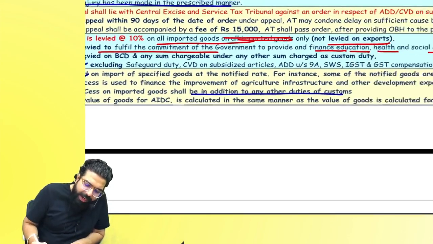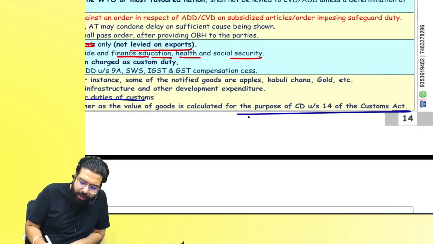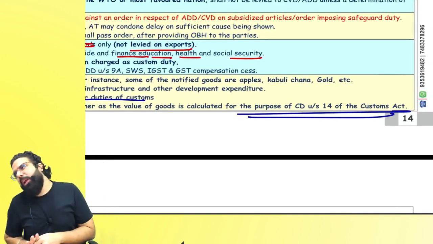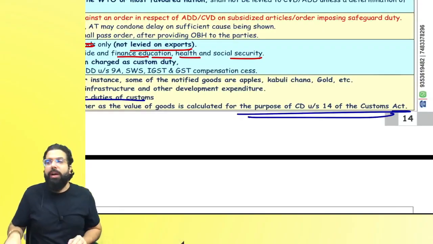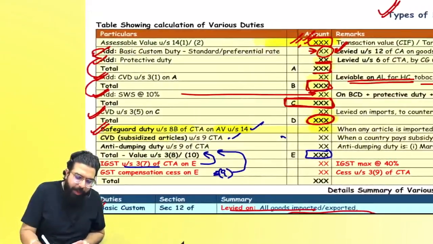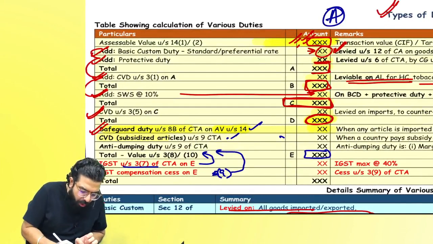The cess AIDC is calculated on the value under section 14, that is the value under 14(1) or 14(2), which is the transaction value or the tariff value. Right, everyone? Remember, for your exam purpose, this chapter is an A graded chapter. The flow is very important.